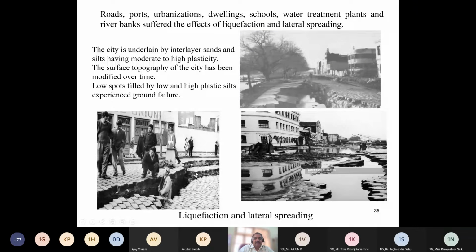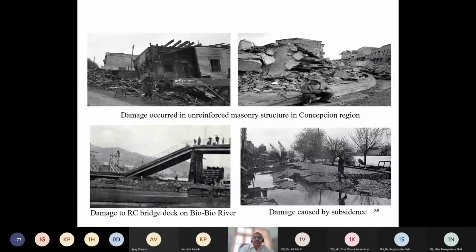A person is standing there. The city is underlain by interlayers of sand and silts, having moderate to high plasticity. The surface topography of the city has been modified over time. Low spots filled by low and high plastic silts experience ground failure.